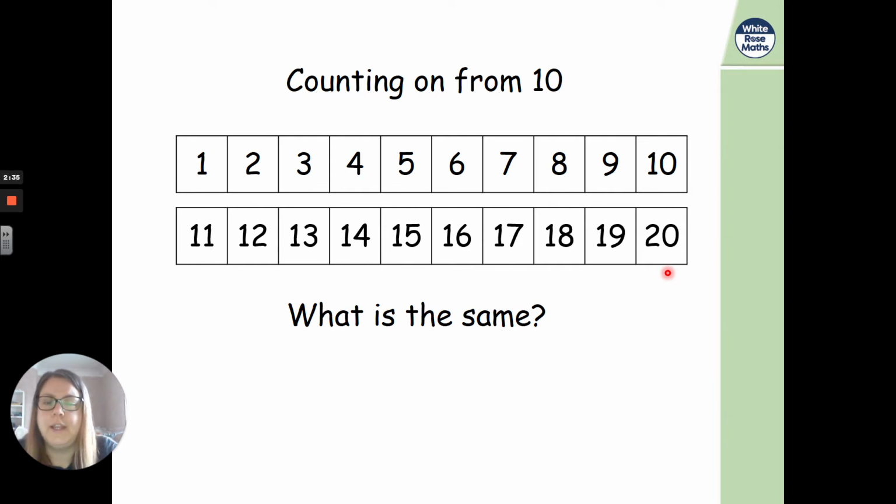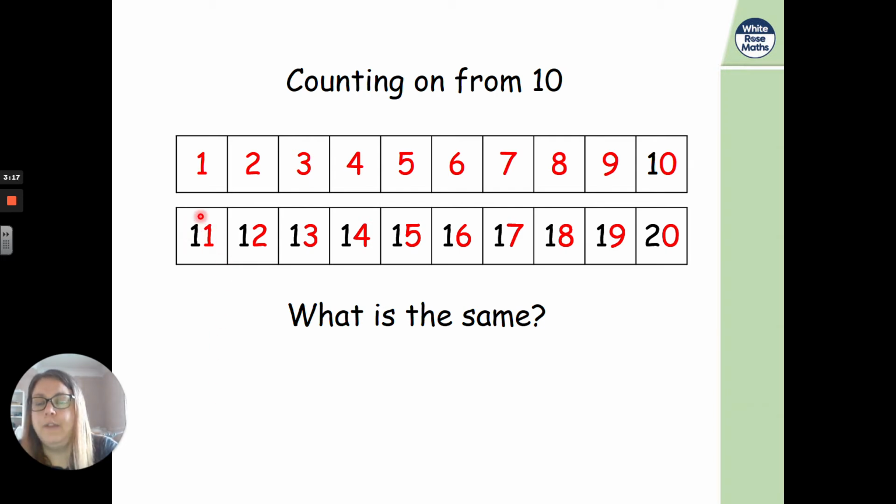What do you notice is the same about these two number lines, these two number strips? Pause the video and have a little think. What is the same? Yeah, if you look, that's a 1 and that's a 1. 2, 2, 3, 3, 4, 4, and so on. Apart from these have got a number 1 in front of them. Can you see? So we can see the pattern that's forming, and we've looked at this a little bit, haven't we, with our 100 squares when we're doing our counting in 2s, 5s and 10s. We can see the pattern is starting to come together.